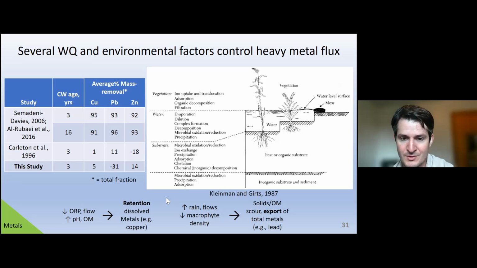And then just some general rules from the literature: lower ORP and flows, less extreme storm flows, higher pH and organic matter, which probably takes a while to build up in a constructed wetland, usually means retention and hanging on to these metals a little bit stronger, versus higher flows and poorer macrophyte and plant density likely means scouring and export of different metals.